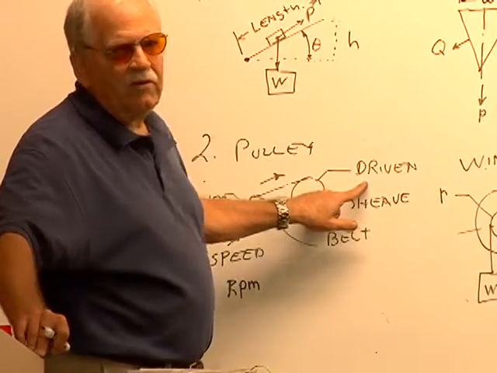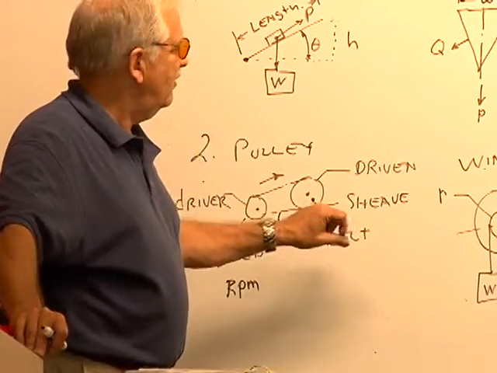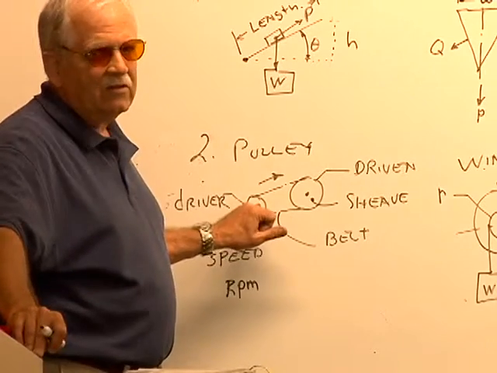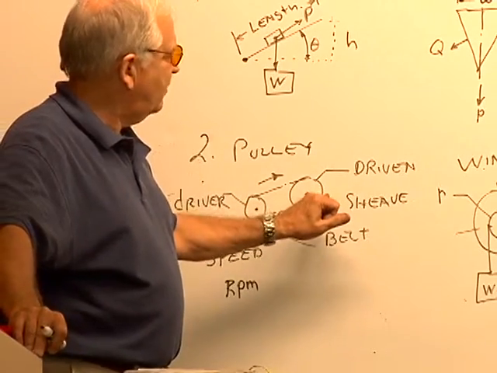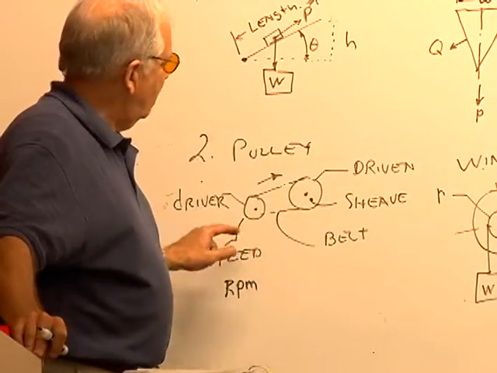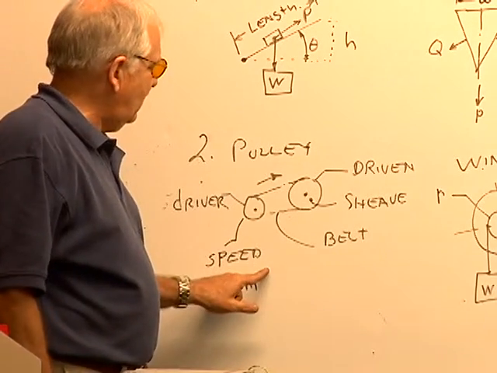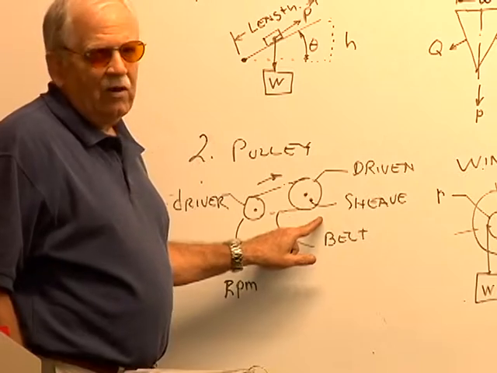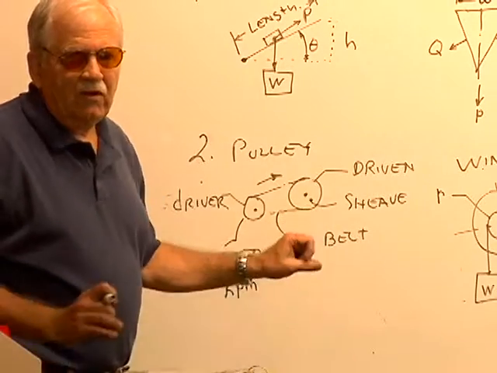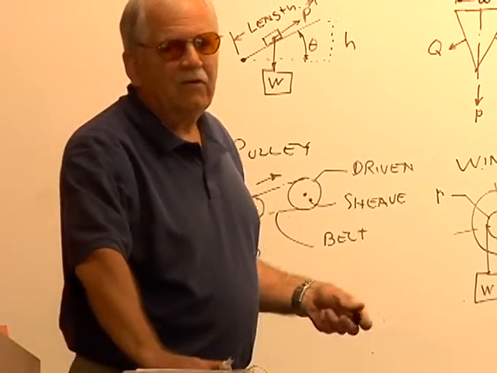That's called the driven. Most problems are such that the smaller pulley is the driver and the larger pulley is the driven. And if you know the diameter and the speed of the driver, and the diameter and the speed of the driven, then you ought to be able to solve just about any problem.